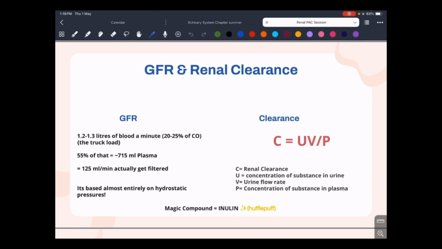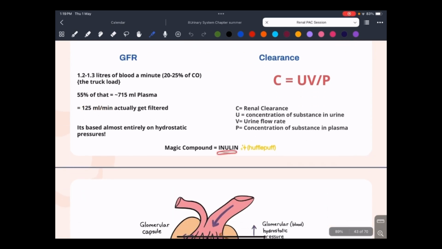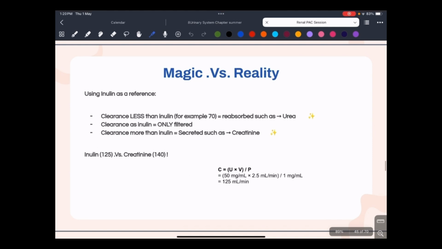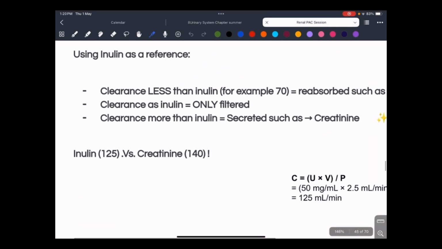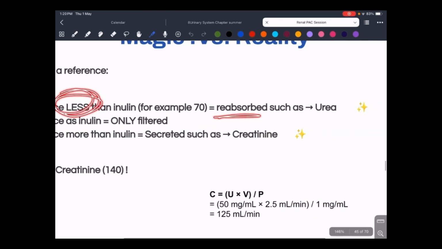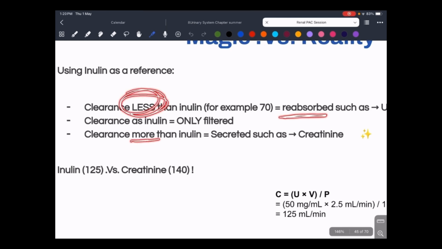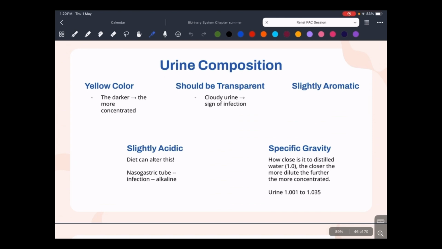Clearance is how well the kidney can get rid of a substance using this rate, right? And a magic compound that we can use to measure GFR to measure clearance is inulin, because it is exactly like GFR. So clearance that is like inulin, that means the substance is only filtered. If you ever see a question with the clearance of something less than inulin, that means it is being reabsorbed. And more than inulin, that means it is being secreted. All right? Now we can move on to the very easy aspects of the chapter.